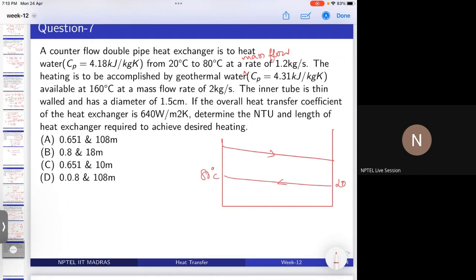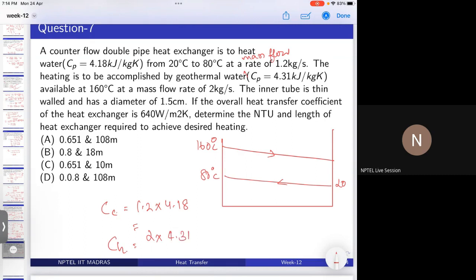The heating is to be accomplished by geothermal water, which is at 160 degrees Celsius. So the exit temperature is not given. The heat capacity rate of the cold fluid, C_C, is equal to 1.2 into 4.18, and the heat capacity rate of the hot fluid, C_H, is equal to 2 into 4.31.